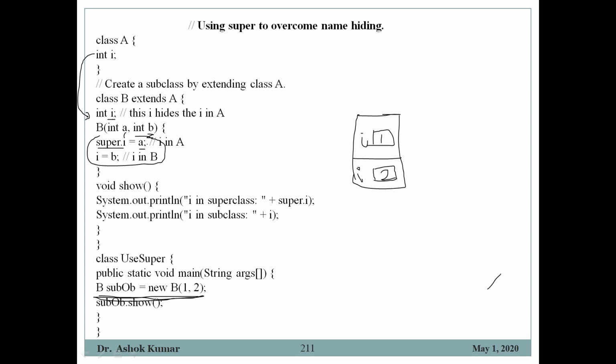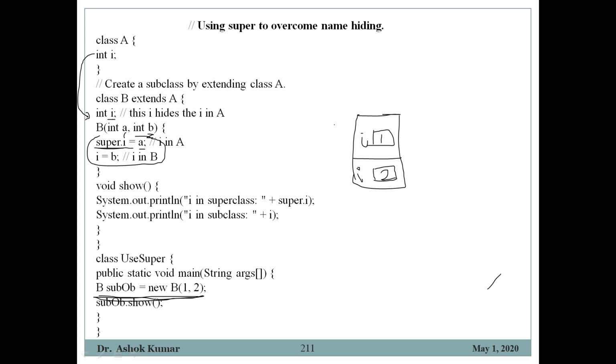So I repeat, in this example, we are using the super keyword to refer to the superclass instance variable that is hidden. You can use super even if the superclass and subclass do not have the same instance variable name. In that case also we can use this super keyword.